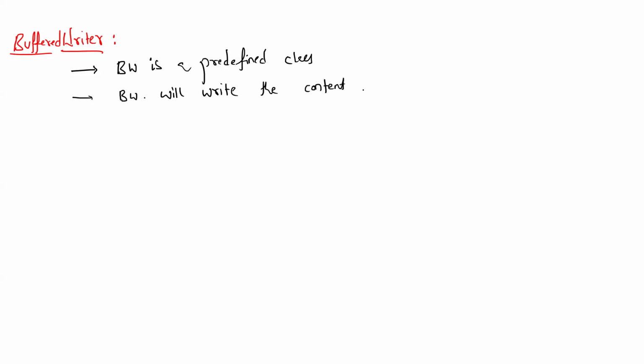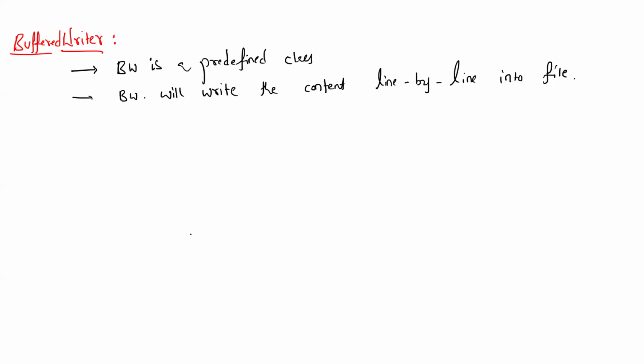What is one of the drawbacks with file writer? Writing character by character. Therefore, buffer writer is a predefined class, again present in the IO package. I'm not writing it every time. Buffer writer will write the content in which approach? Word by word, line by line, into the file. One problem is solved. Previously, it would write only character by character, but buffer writer will write line by line.